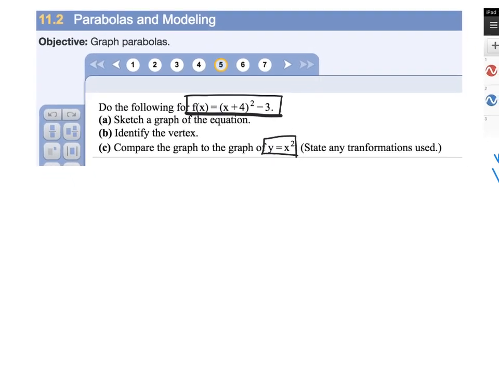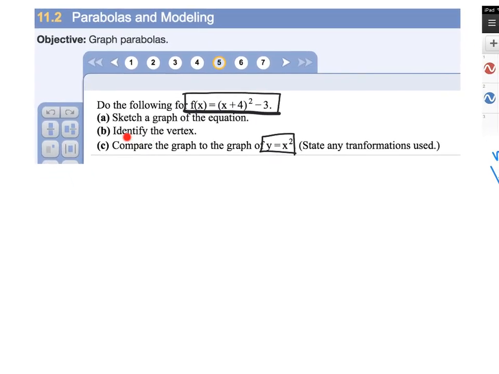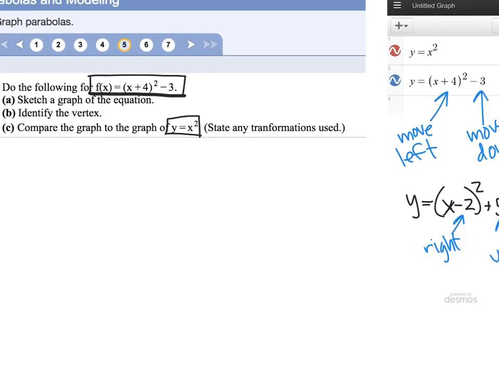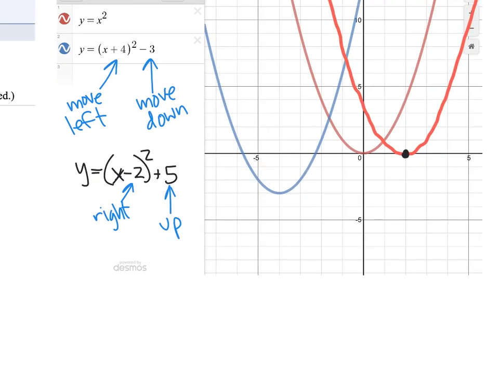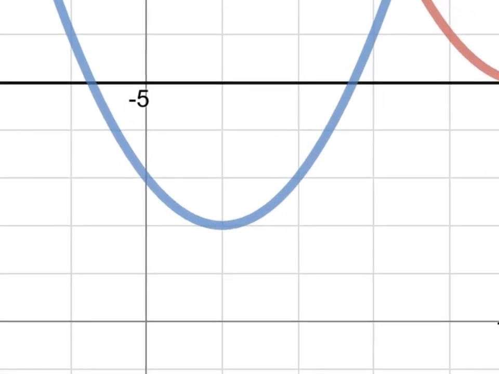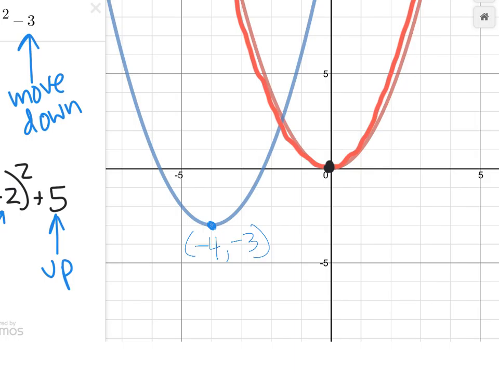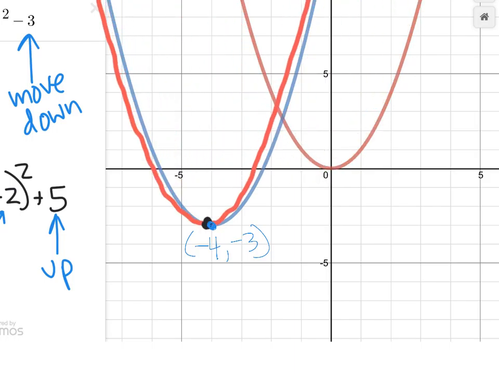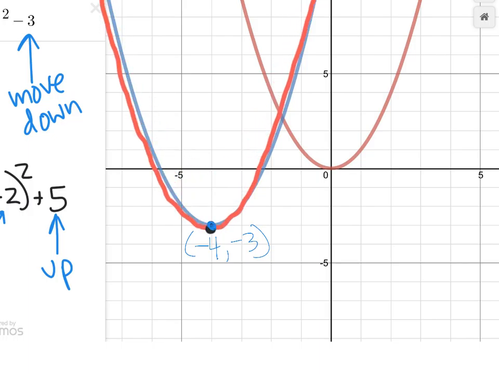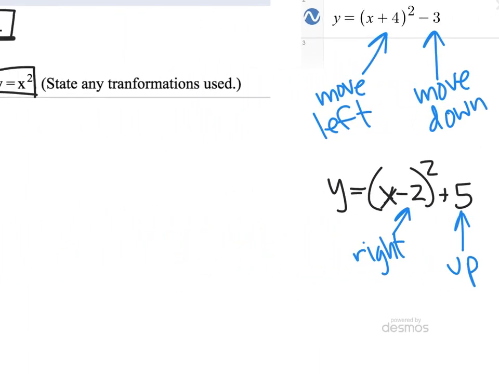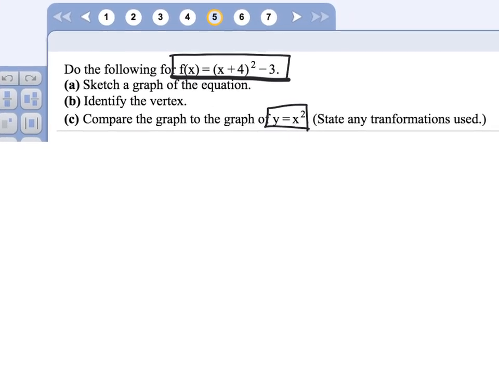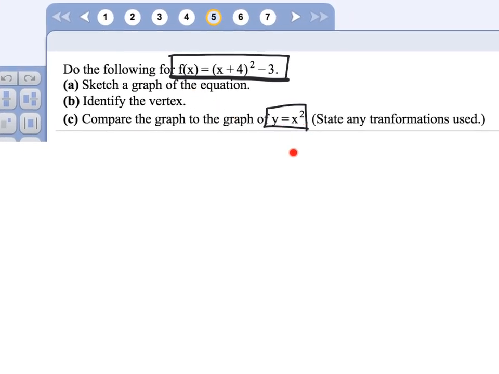Yeah, now if we wanted to, we need to identify the vertex. So let's identify the vertex of this equation right here. We're going to have to zoom in, and we can see that the vertex is pretty obvious. It's right there, and it's at -4, -3. And how do we know that? Because we took the original vertex and we slid it 4 to the left and 3 down. So that puts it at -4, -3. So we don't have to use the formula if we're going to be finding the vertex.